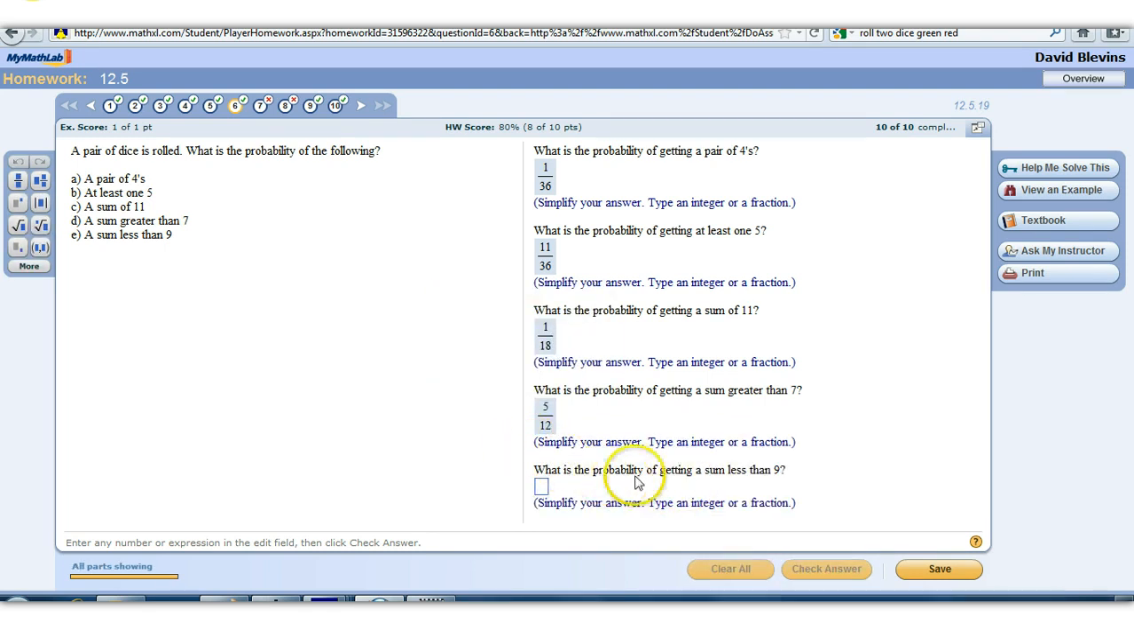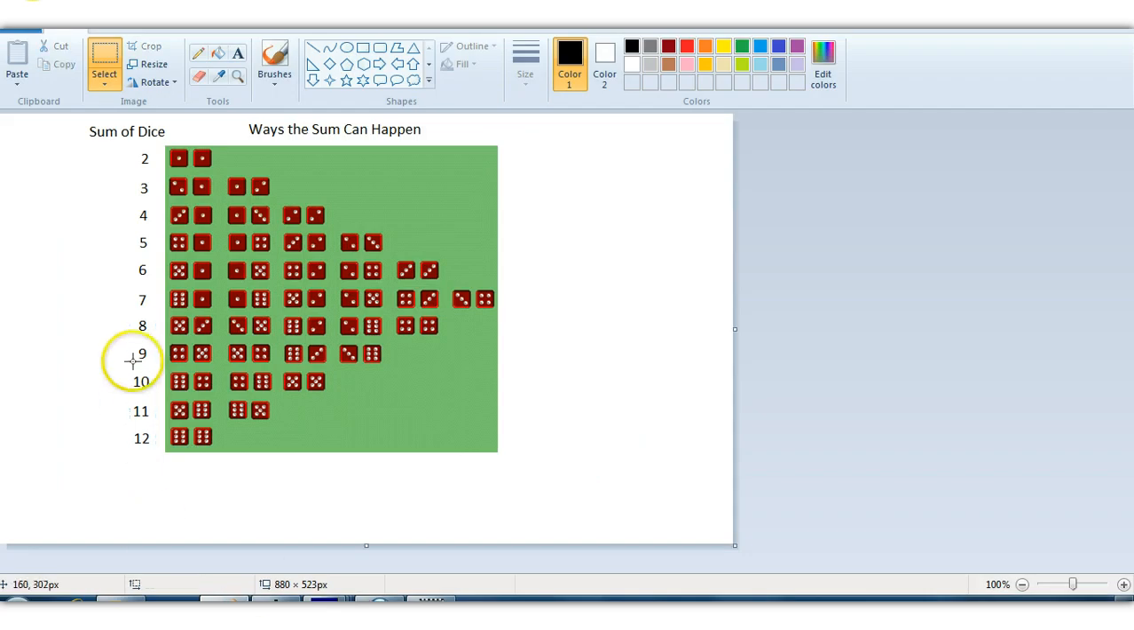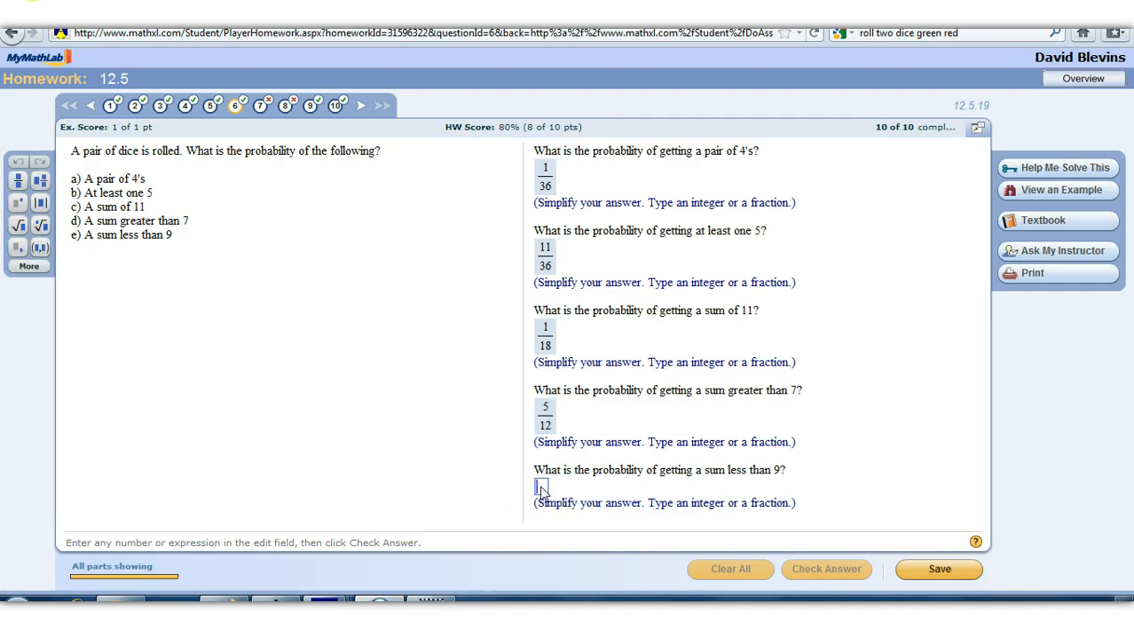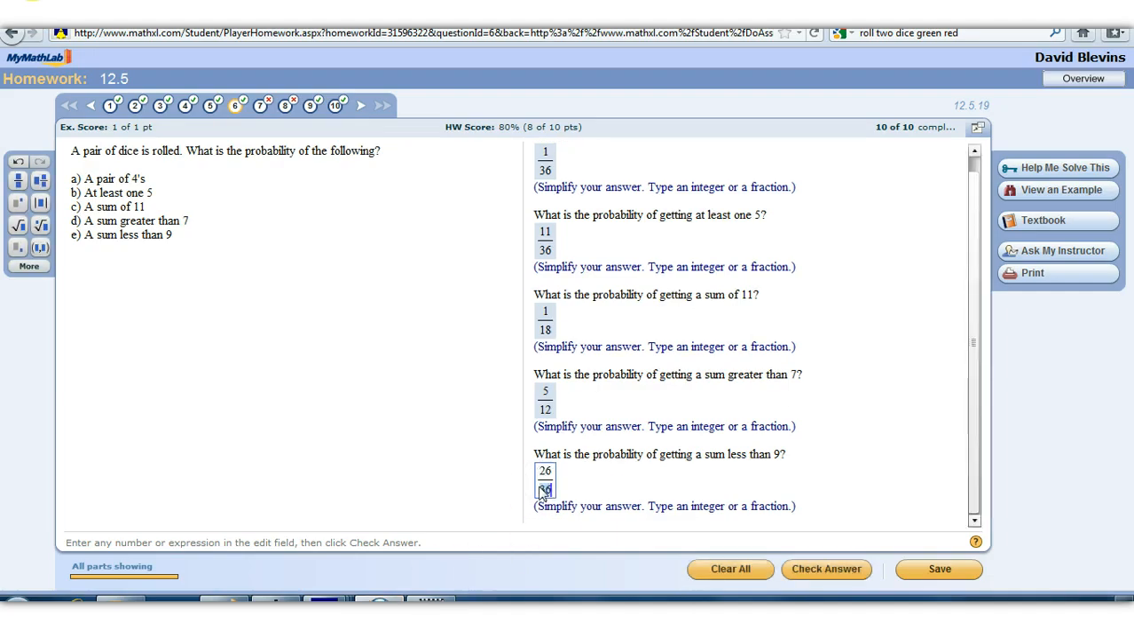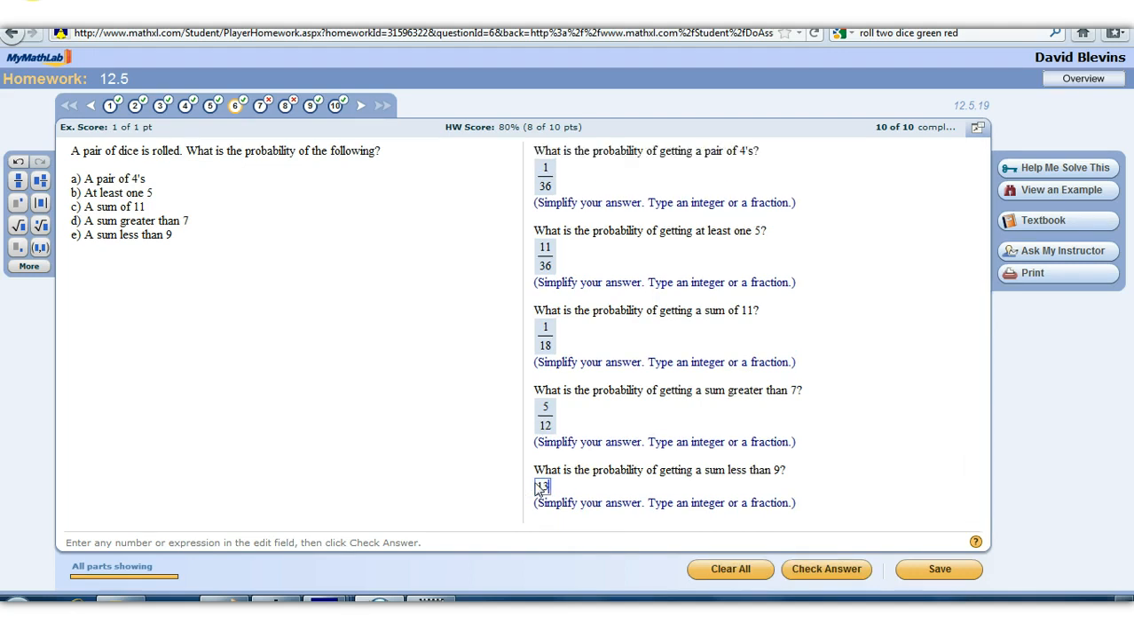Alright, what's the probability of getting a sum less than 9? Less than 9. So what satisfies less than 9? 8 and all the way down. So count all those things up. We got 1, 2, 3, 4, 5, 6, 7, 8, 9, 10, 11, 12, 13, 14, 15, 16, 17, 18, 19, 20, 21, 22, 23, 24, 25, 26. So 26 of the 36 satisfy less than 9. Always remember to reduce. So dividing that by 2 gets me 13 out of 18.